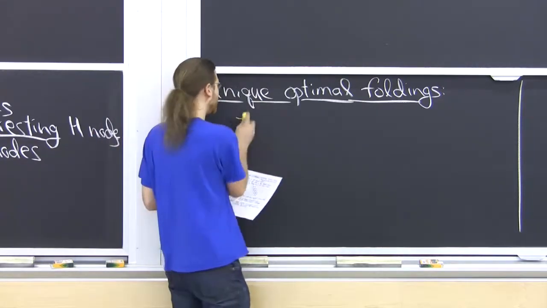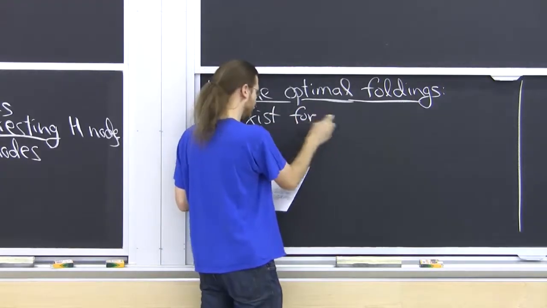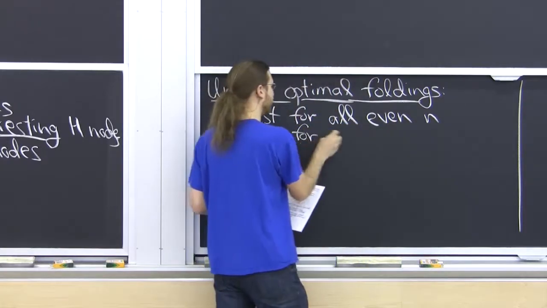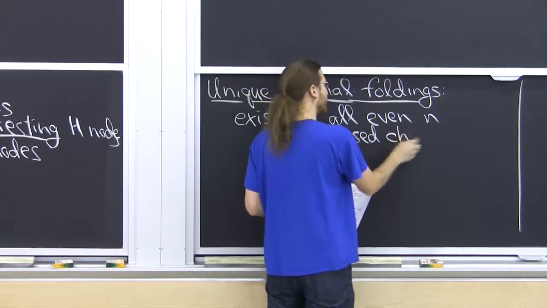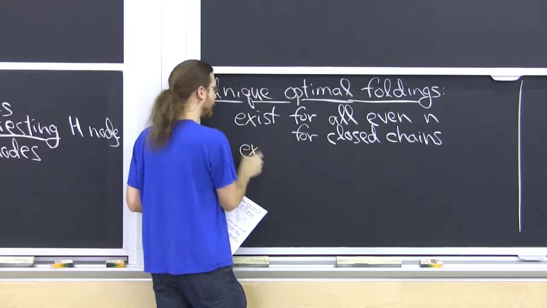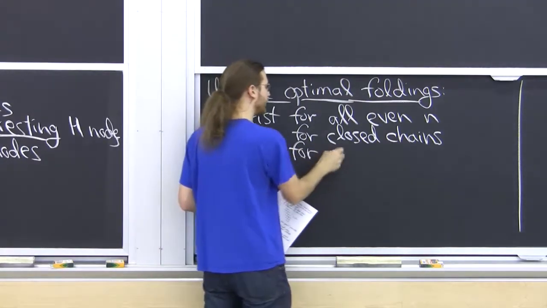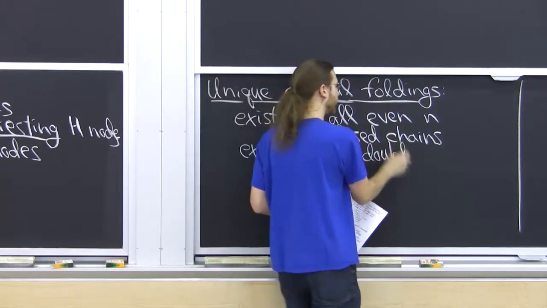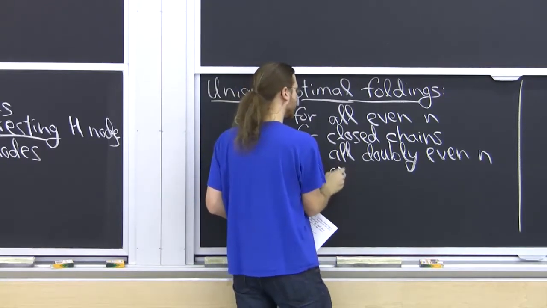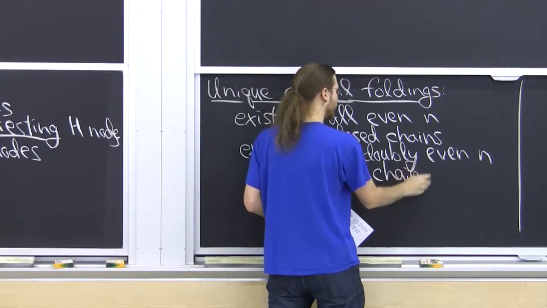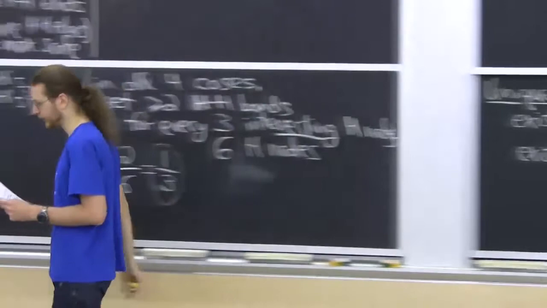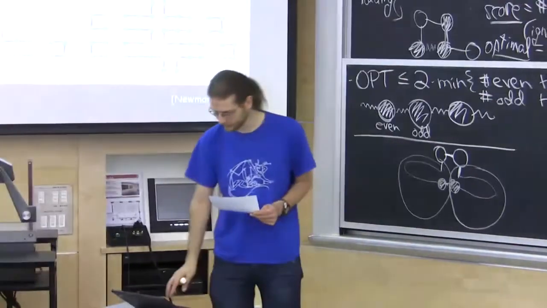In the 2D square grid, they exist for all even n for closed chains. Mostly we care about open chains, but for closed chains you can prove that these exist for all even n. And for open chains, they exist for all doubly even n. This is a theorem by a bunch of people: Oswin Eichholzer, David Bremner, me, Henk Meyer, Vera Sacristan, and Mike Sauce, who we talked about last time.